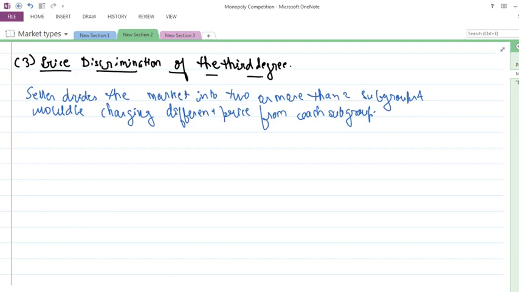So price discrimination of third degree means division of the market into two or more sub-markets, charging different prices from each of these subgroups, and this price need not essentially be the lowest demand price of that subgroup or sub-market.